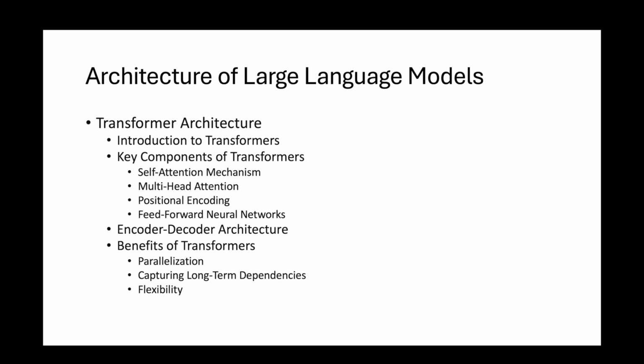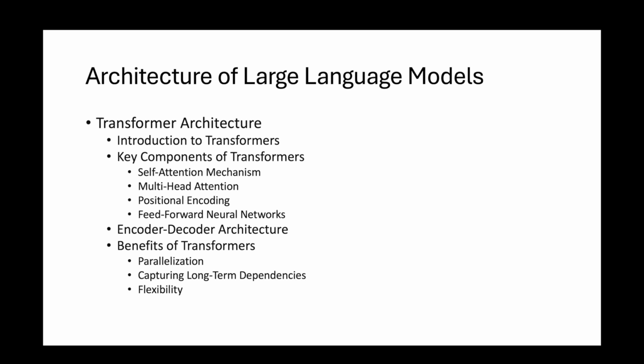Encoder-decoder architecture. Transformers typically employ an encoder-decoder architecture for tasks like machine translation and text generation. The encoder processes the input sequence, while the decoder generates the output sequence based on the encoder's representations. The encoder and decoder consist of multiple layers of self-attention and feed-forward neural networks.